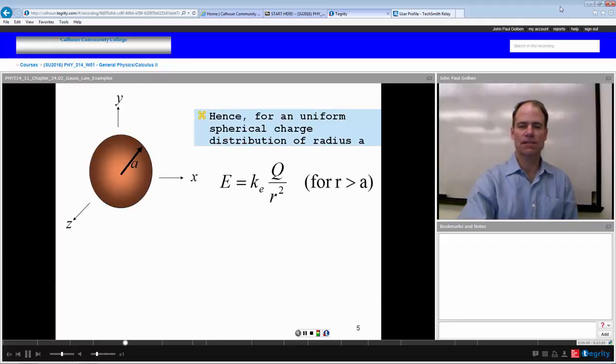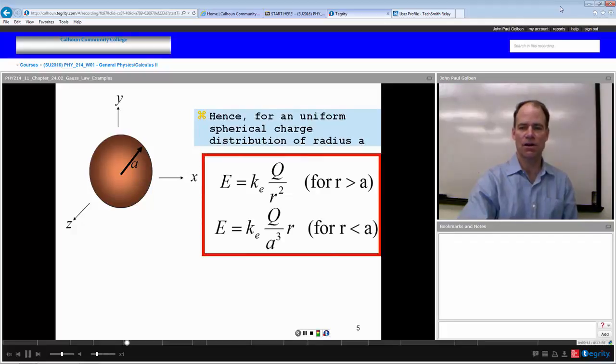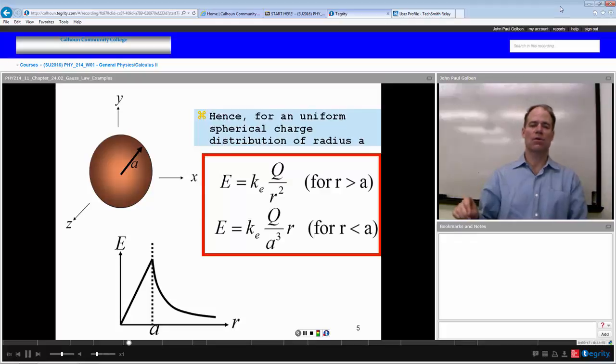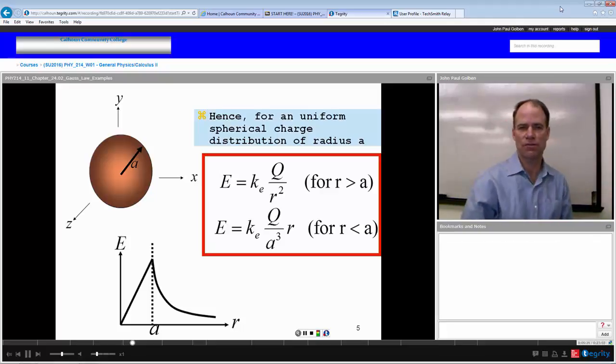Outside the sphere, it acts like a point charge. Inside the sphere, the field is linear with r. If we were to graph this, it would look something like this. We have a linear line going from 0 to some value at the surface. Once we get there, it drops off with r squared as we get further and further away.